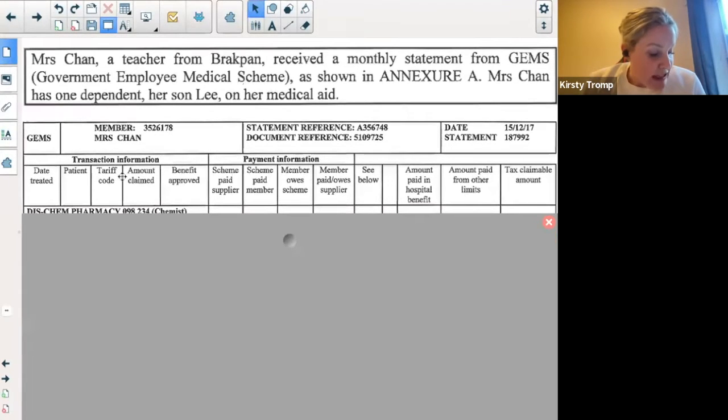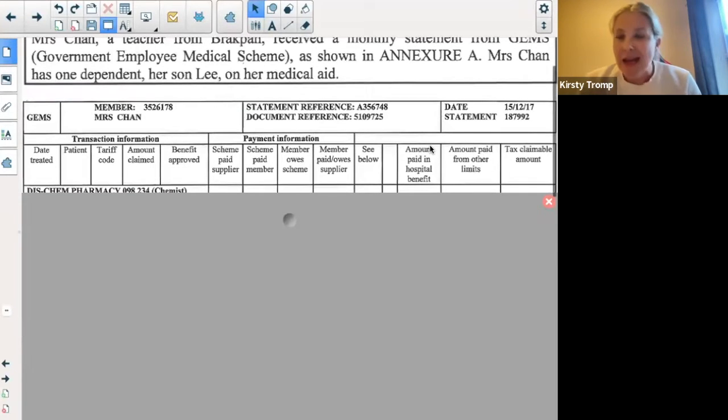We've been given transaction information, payment information, and then we've got some more columns here. So let's go read on. Now, when you go in to write your Mathematics exam, do not forget your ruler, okay? Because I would suggest going down the statement with a ruler.